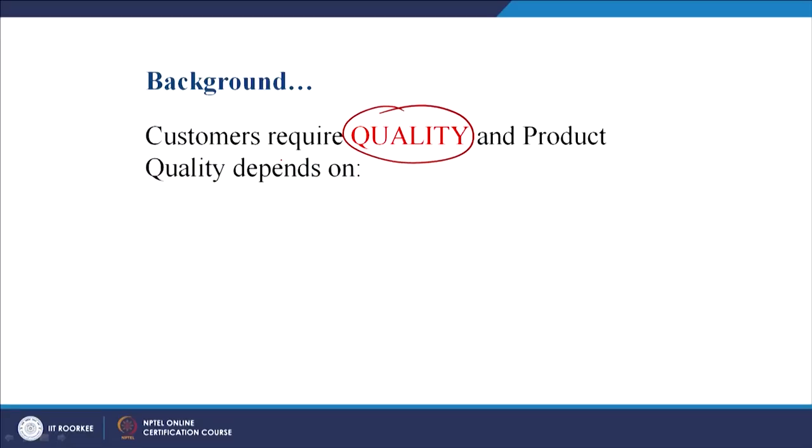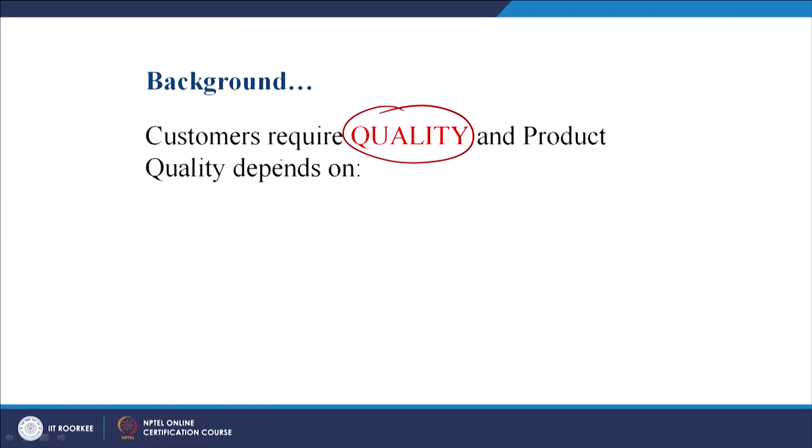And how quality is defined, that we can see. We can see what are the important characteristics that have to be controlled in order to deliver quality for our customers. So the customers require quality, and the product quality depends upon, I can give you just 10 seconds to decide what these parameters can be. A number of answers will come. All of you will have different answers. Some of the answers can be, if the product performs its intended function, it is of good quality.